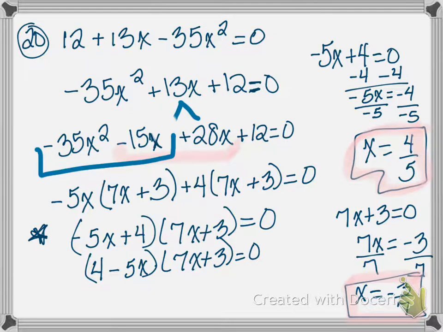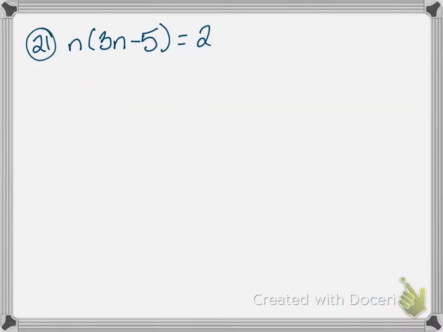Okay, let's move on to number 21. Okay, number 21 is another one of those that looks like it's already in factored form. However, it's not set equal to 0. So before we can do anything else, we've got to go ahead and multiply this n times 3n minus 5. We've got to multiply that out.